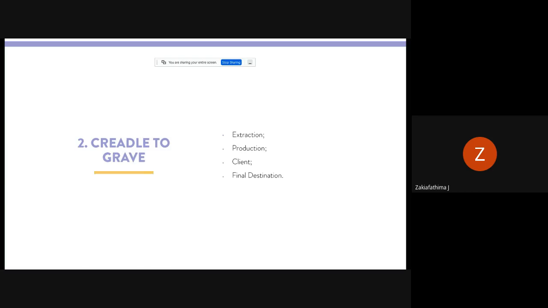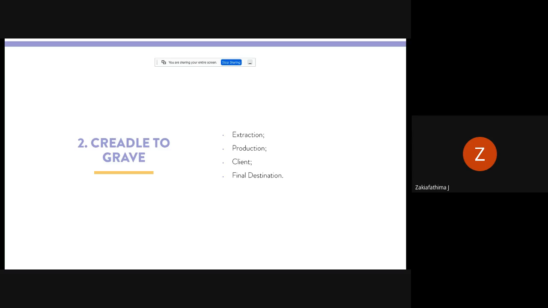The next process is cradle to grave. This has four processes in it: extraction, production, client, and final destination. So you extract the raw material, you produce it, you manufacture it, and you send it to your client. Your client is probably a seller or a company who is going to sell it to your final destination, that is your final consumer.